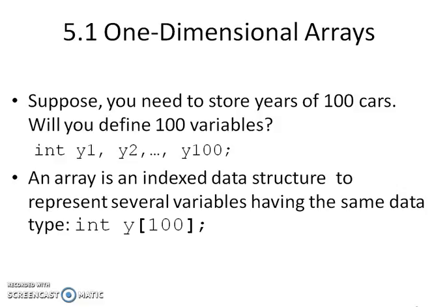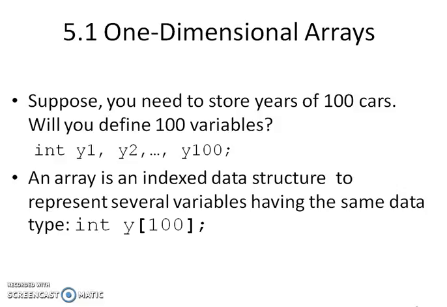This concept of maintaining 100 different variables becomes problematic at the time of modification or consolidation, or trying to retrieve some information about some car. It becomes very difficult. To avoid it, we use only one variable which can store 100 items of the same type. That is what an array supports for us. An array is an indexed data structure to represent several variables having the same data type.